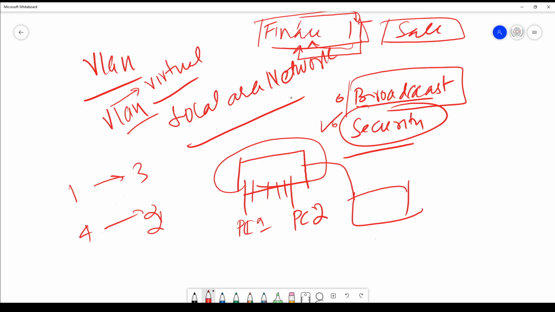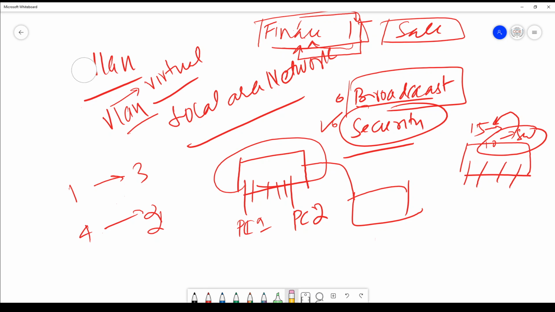Because if you put one switch, and on that one switch each user belongs to a different department, let's suppose 15 belong to finance and 10 belong to sales, sales doesn't have any communication with them unless it is shared through emails. So this is the whole concept of the VLAN.